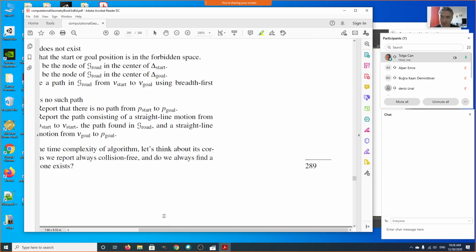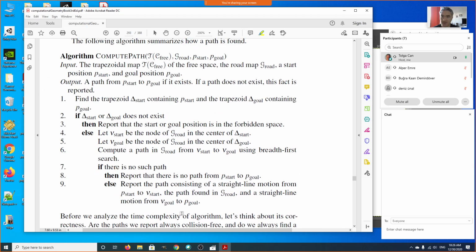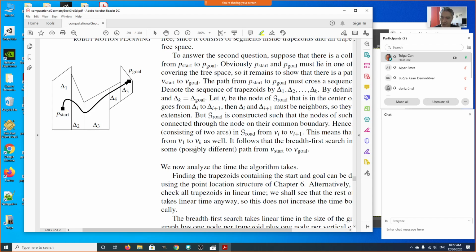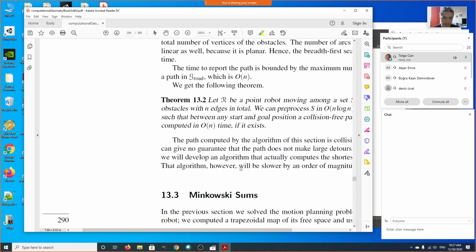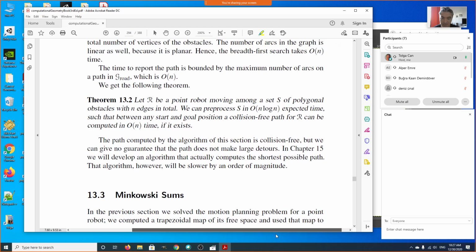The pseudocode of the algorithm is here, and it describes exactly what I just told you on that figure. You can take a look at it if you want, but the main thing is that the path is found by using breadth first traversal from V start to V goal on this graph, which we call the roadmap, a discrete graph of vertices and edges. The proof of correctness is trivial. The algorithm itself is really intuitive, and next we are going to talk about Minkowski sums.